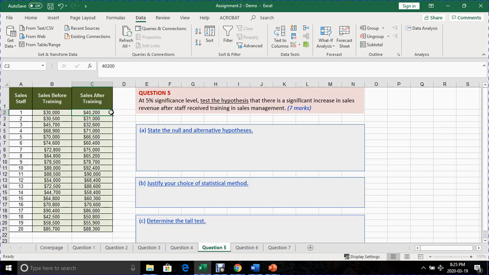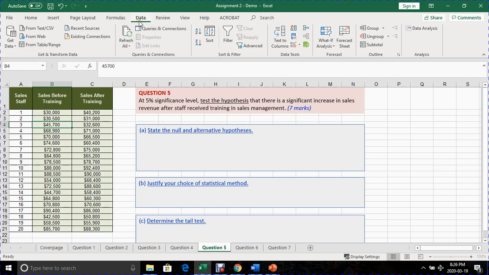So the hypothesis testing involves this question. At 5% significance level, test the hypothesis that there is a significant increase in sales revenue after staff receive training in sales management. So the question therefore is, do you believe training was effective in increasing the sales revenue? To do this, we're going to go through the same steps as before, the 7 steps hypothesis testing.